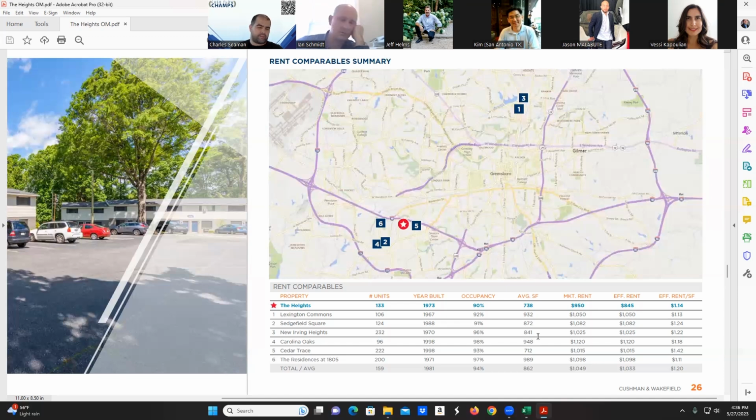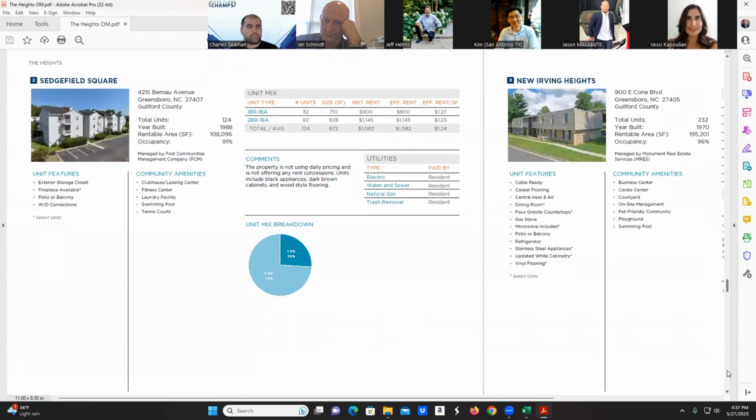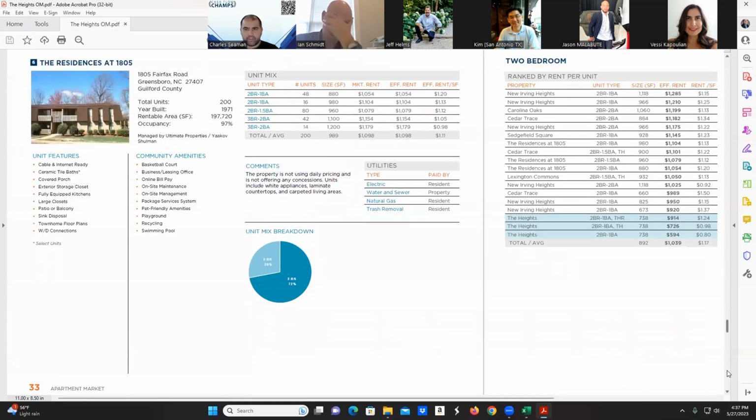So 98 is definitely a newer vintage. It's going to be a better quality asset. Even for 88, that's kind of on the older side at this point, so I'm not as concerned with that. But the two from number 4 and number 5 that Bessie pointed out, I agree with. So when we're looking at the rent stack, the ones we really want to focus in on are number 2, which is Sedgefield Square, and also number 6, the residences at 1805. Those are probably our best comps.